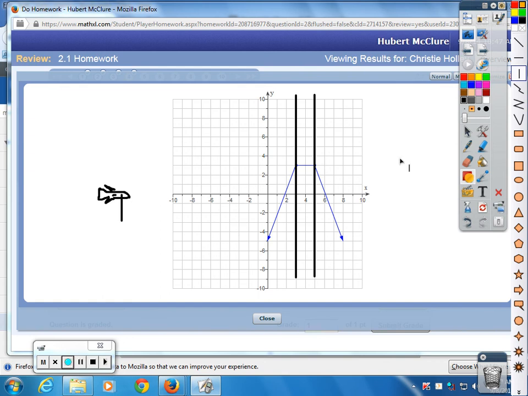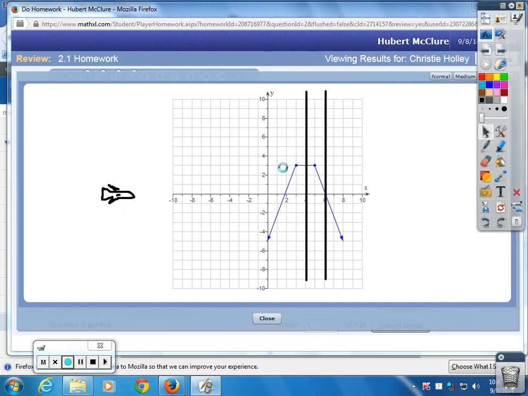So from negative infinity, don't ask me why it does that. I don't know. I don't know why that circle's always there.